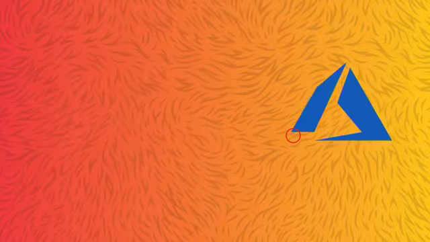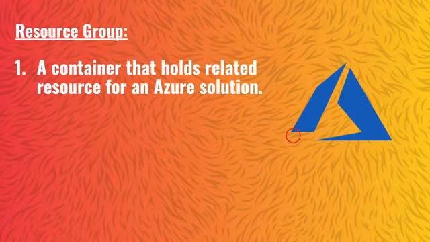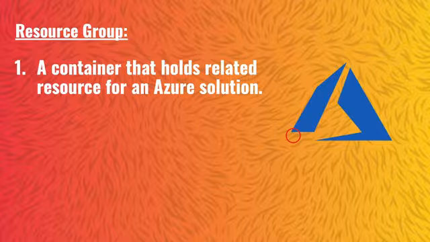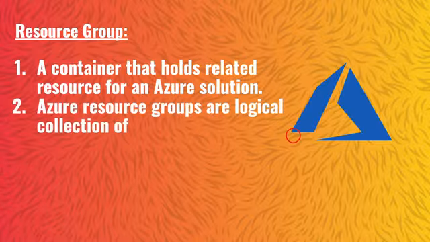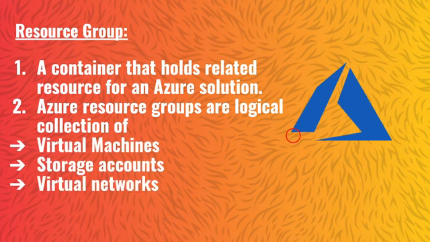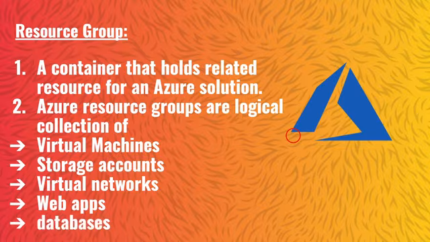And after that, resource group. Okay, so first of all, what is a resource group? Basically, a resource group contains the resources required to successfully deploy a virtual machine in Azure. Okay, a container that holds related resources for an Azure solution, guys. Azure resource groups are logical collections of virtual machines, storage accounts, virtual networks, web applications, databases. Okay, so you have to create the resource group. The resources could be virtual machines or storage accounts like that. So you have to attach this resource group to these resources. Okay, and so it's going to be managed, guys.